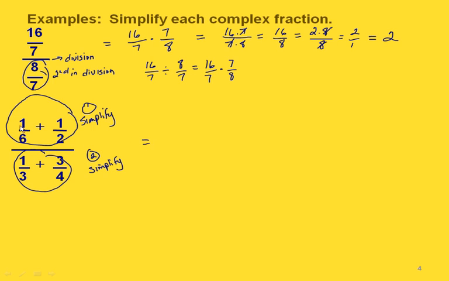So to simplify in our numerator, that means we have to take 1/6 plus 1/2. Those two are unlike fractions. We have to get a common denominator. So let's think about 6 is 2 times 3, and 2 is prime. So our LCD there would be just 2 times 3 or 6.